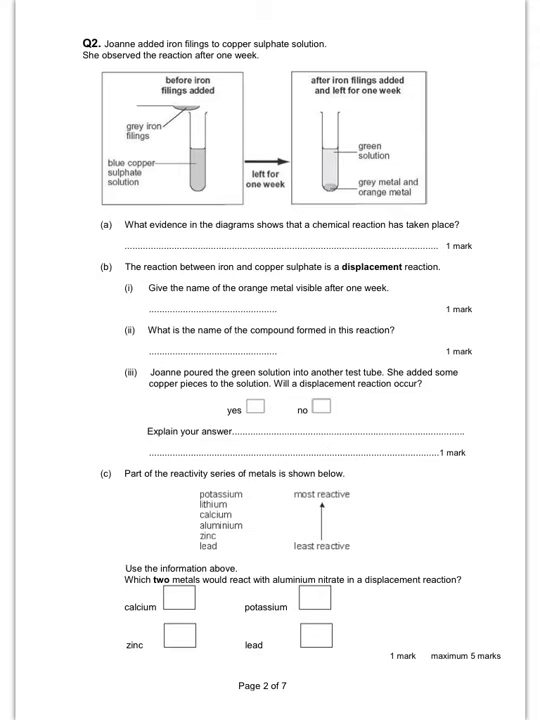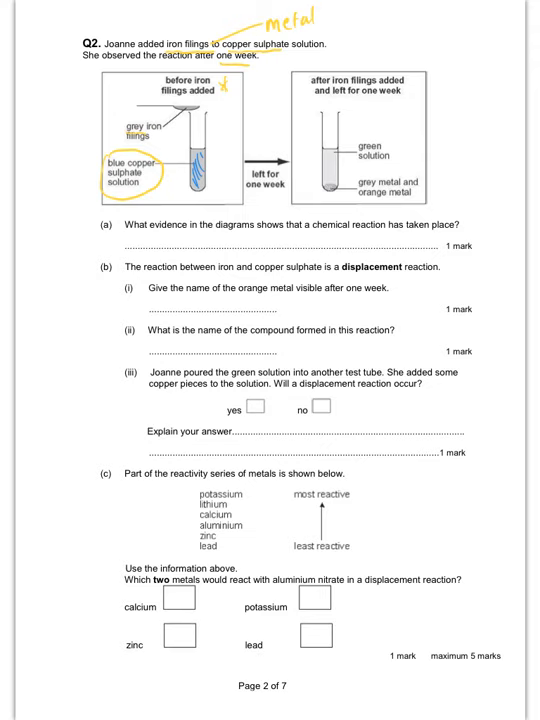This next question is about a different chemical reaction. This time iron filings, so that is a metal, are being added to copper sulfate solution. And she's observing this reaction over the course of 1 week, so that's quite a long time that she's leaving it for. And before the iron has been added, the iron filings are grey and the copper sulfate is a blue solution. So that means that in here this is blue.